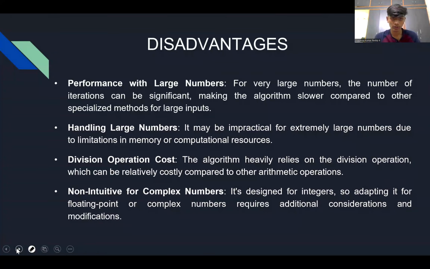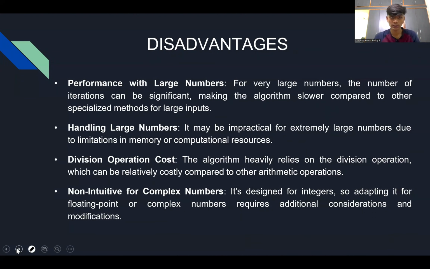And division operational cost. The algorithm heavily relies on the division operation, which can be relatively costly compared to other arithmetic operations. Non-intuition for complex numbers. It is designed for integers, so adapting it for floating numbers or complex numbers requires additional considerations and modifications. In this algorithm, we are given the input as integers, and if you give floating numbers or complex numbers, it is difficult because we need to change the algorithm.